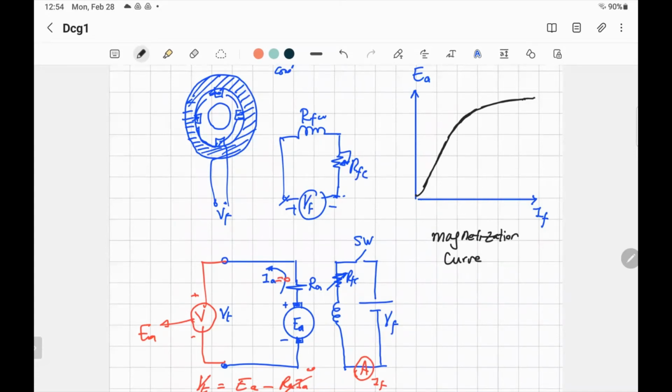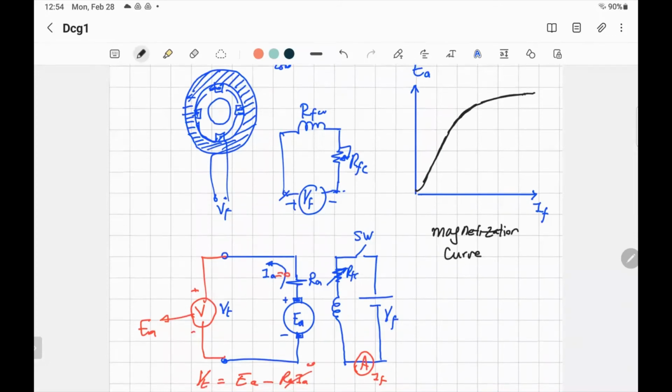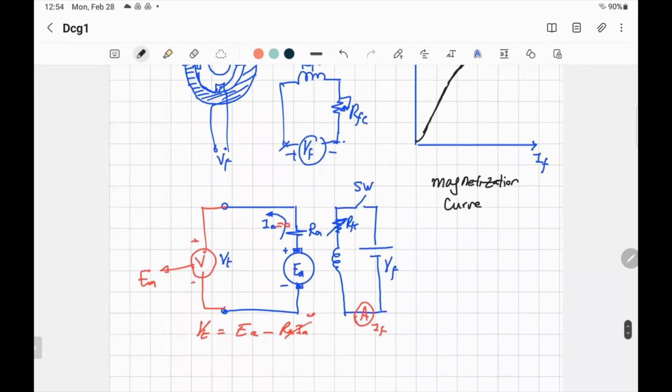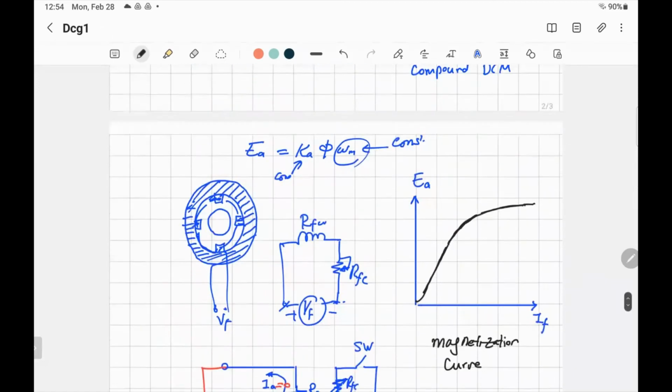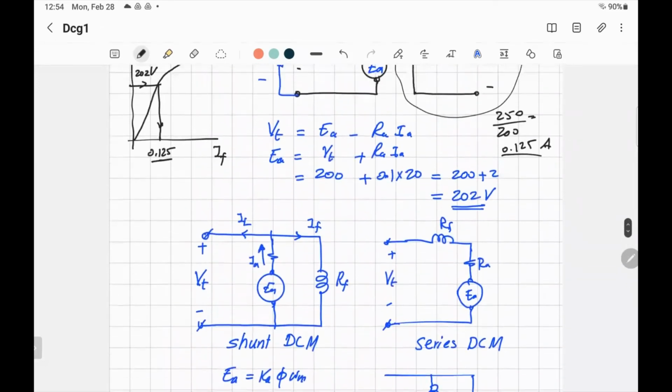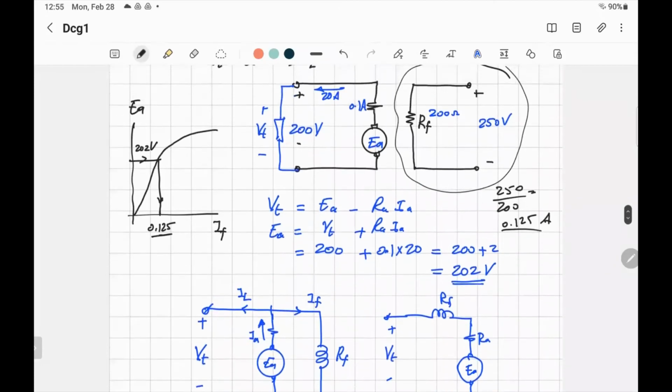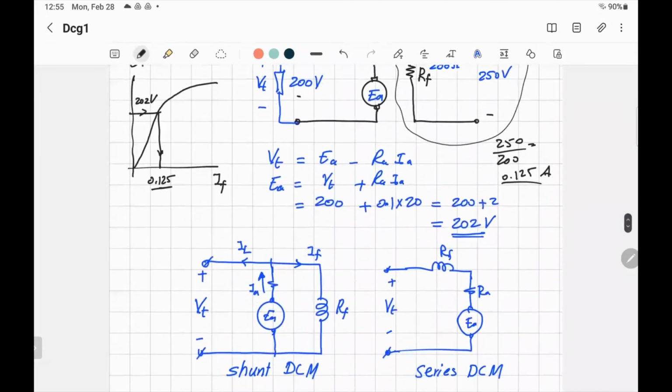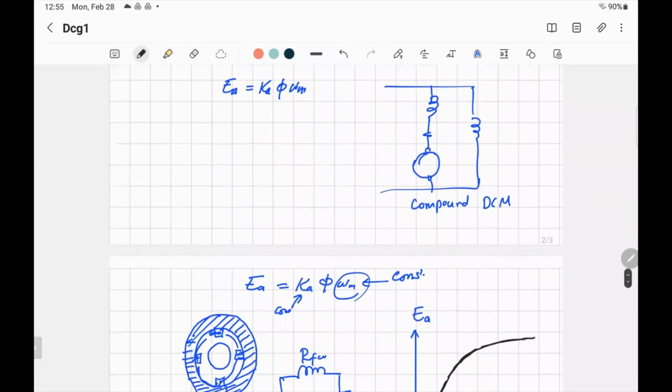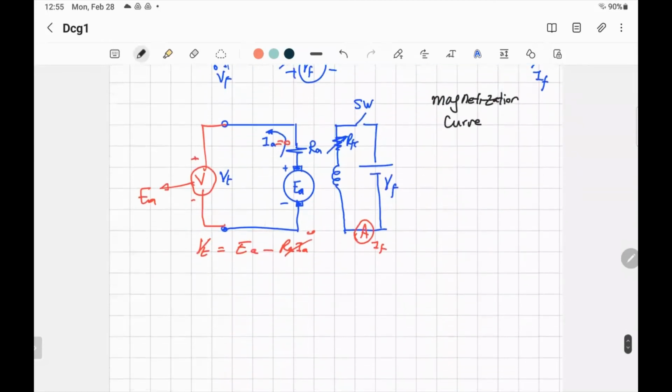We start connecting the external terminals by a load, and the terminal voltage is VT. The question is, will EA still be the same, or not? Again, the question: we did the calculation at no load, and in our example we found 202 volts, the armature voltage required for the load of 200 volts, 20 amp, and then from the curve we found the field current 0.125. So I adjust everything to 0.125. Then I start to connect the load, V terminal.